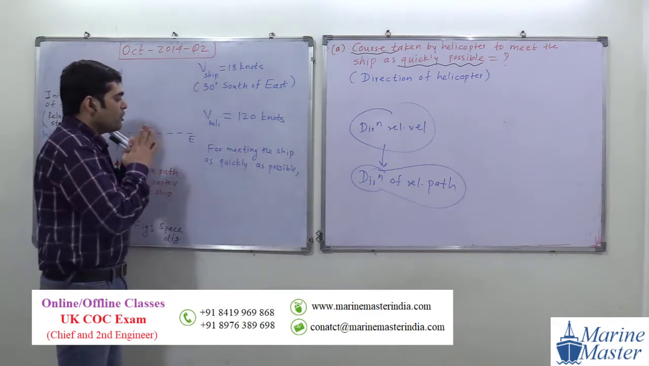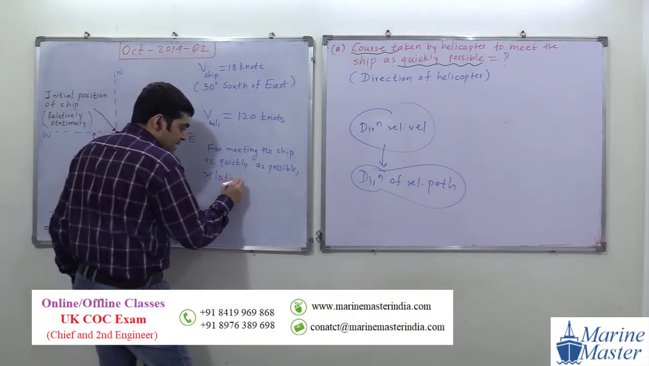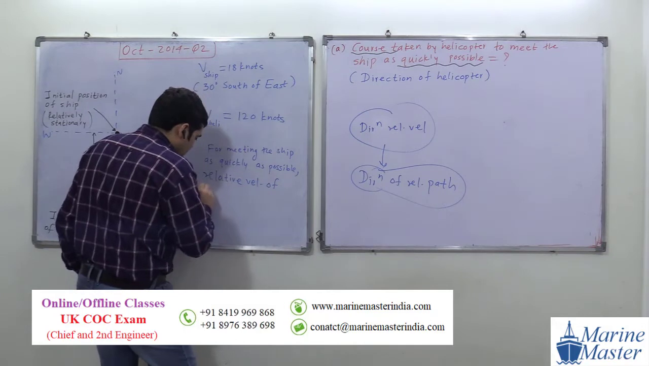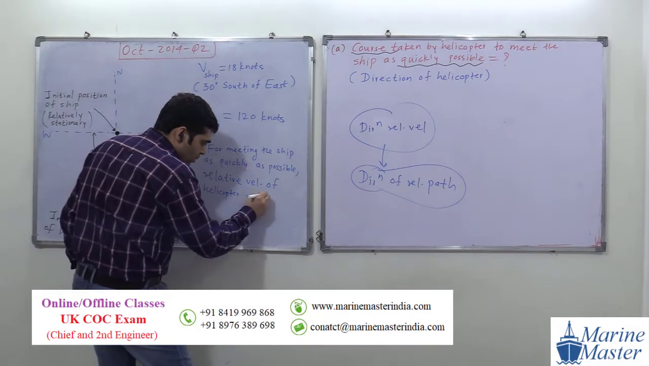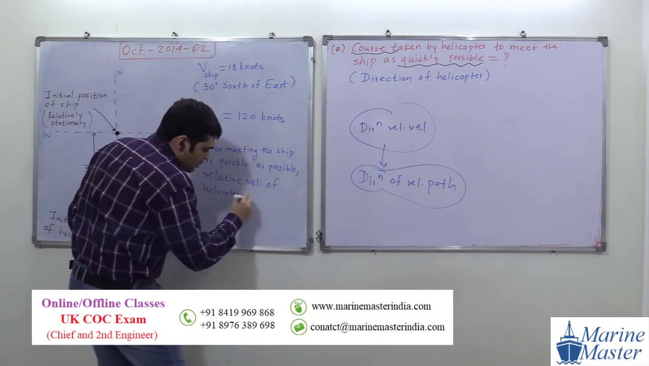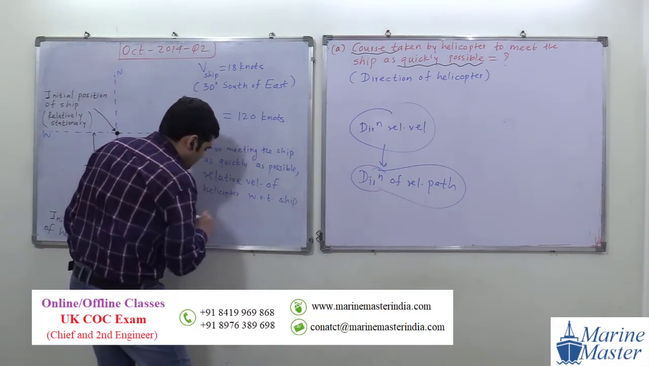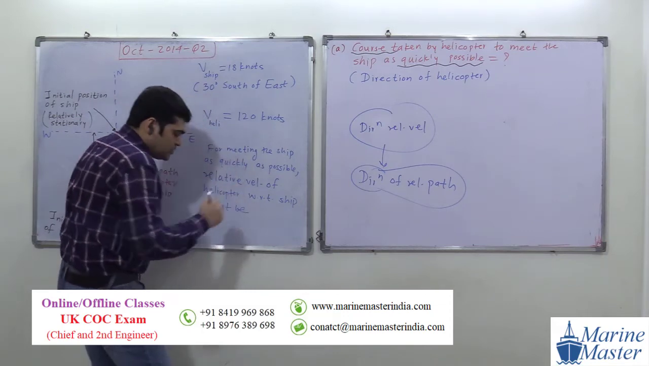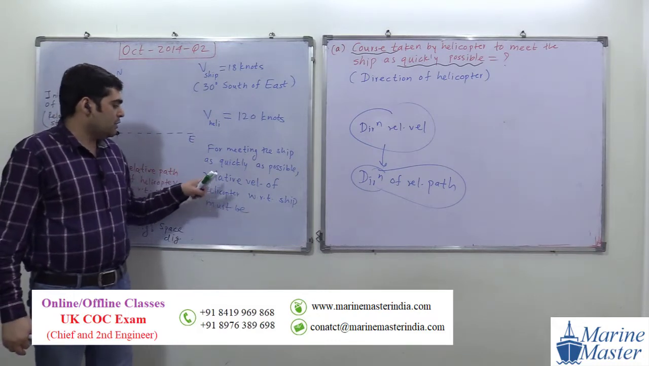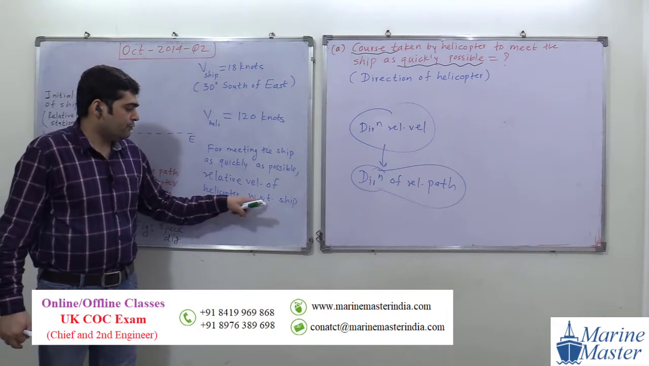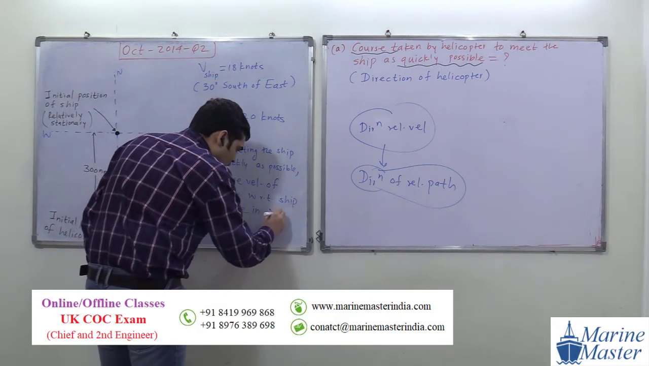So what can we say? For meeting the ship as quickly as possible, the relative velocity of the helicopter with respect to the ship, where WRT is the standard symbol for with respect to, must be in which direction? Whatever the direction of relative path, the same must be the direction of relative velocity. So the relative velocity of the helicopter with respect to the ship must be in the north direction.